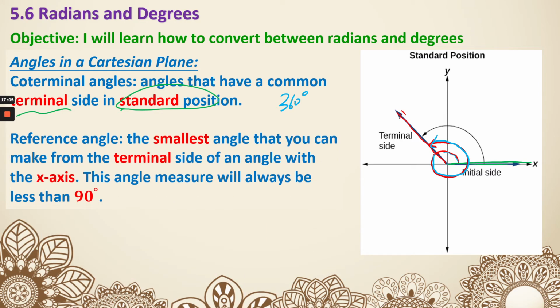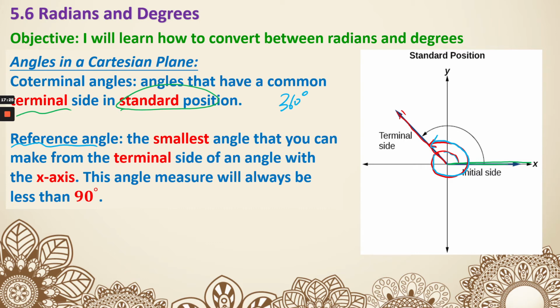But we can't just work with any big number, like 1,435 degrees, for example. We can't work with that. That's very hard to see, to visualize, and to work with. So we have something called a reference angle. It is the smallest angle that you can make from the terminal side of an angle.